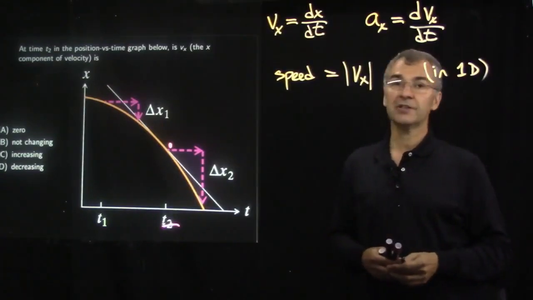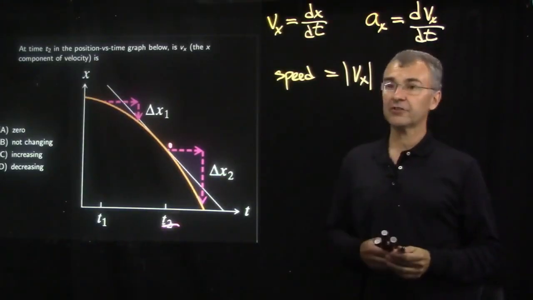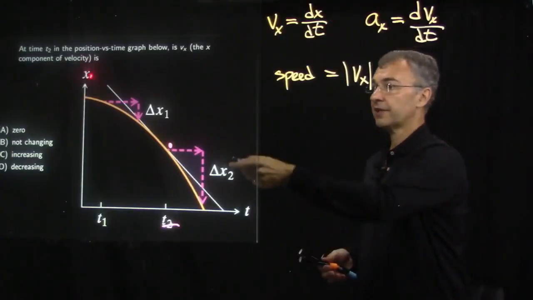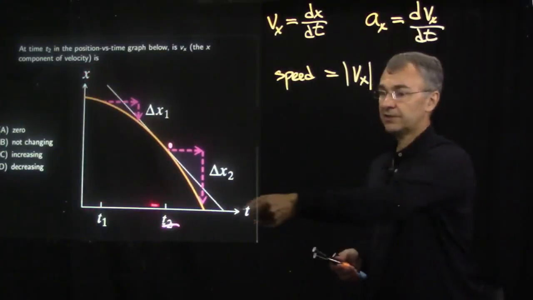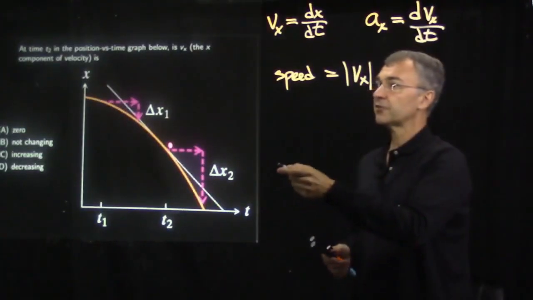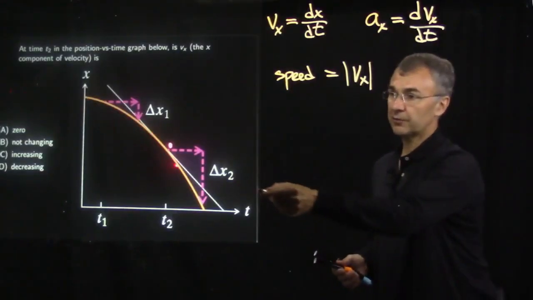Okay, at the same time, t2, is the x component of velocity 0? Is it not changing? Is it increasing? Is it decreasing? If we look at the x component of velocity, the x component of velocity is just the slope of this x versus t curve. So we have x plotted as a function of time t, position x on the vertical axis, time t on the horizontal axis. At this time t2, this question is really saying, is dx by dt 0? No, it's not 0 because there's a non-zero slope.